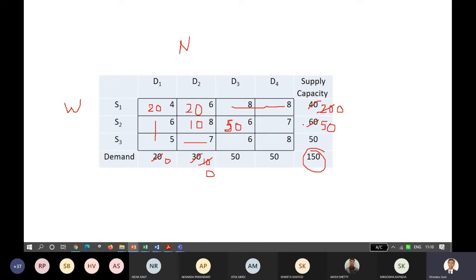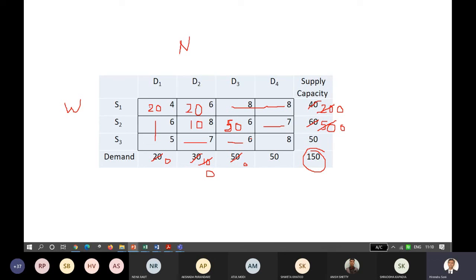Fine. So since I have allocated 50 here, the demand for D3 has exhausted and has turned out to be 0. So no further allocation possible here. At the same time, since I have allocated 50 here, the supply capacity of S2 has also reduced to 0. So no further allocation would be possible here. Are we okay up to this? Yes, sir.